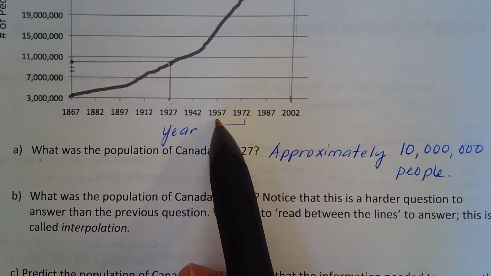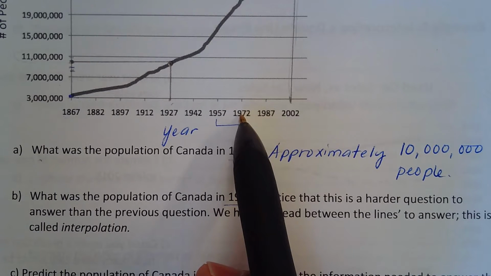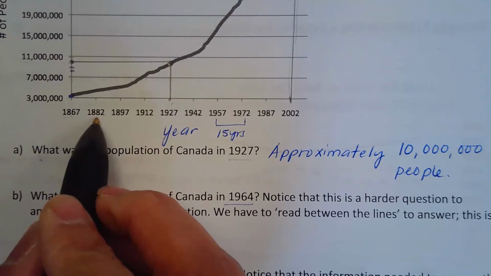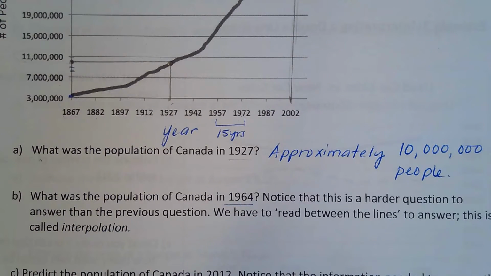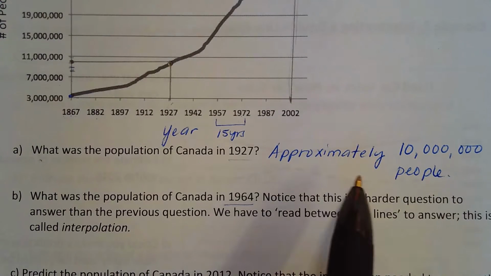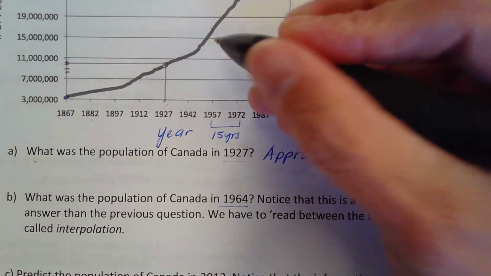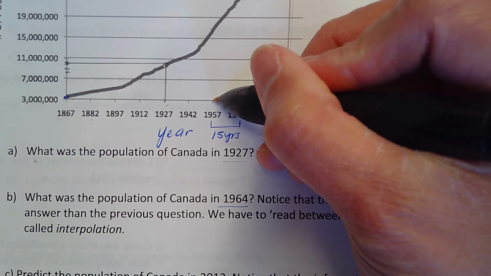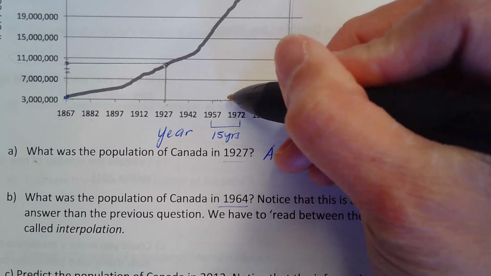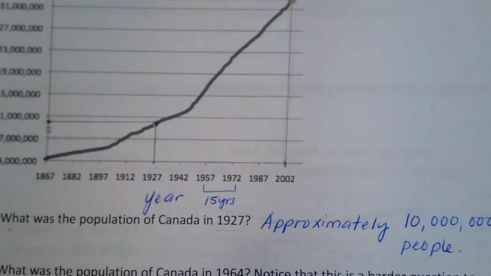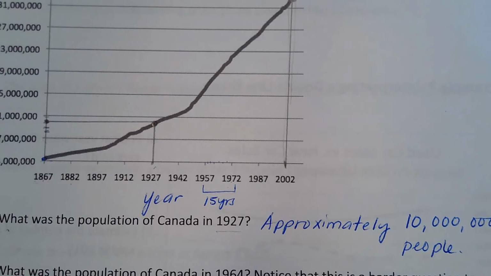Okay, 1957 to 1972 is what? 15 years. So it's 15 years in between. Every single one is 15 years in between. So 1964, what is the population in 1964? If you take a look at this one, we have to cut it into 15 parts because there's 15 years in between, which was a little bit difficult to do.